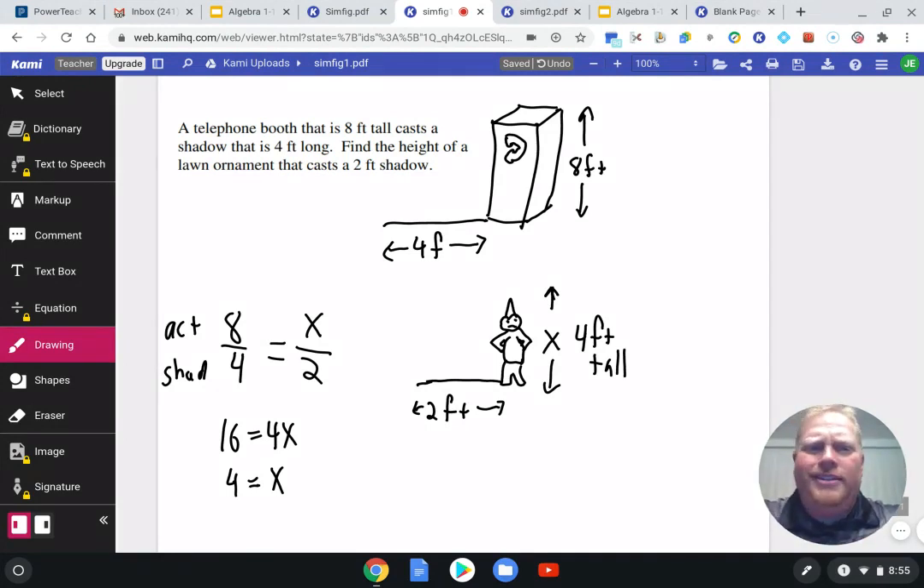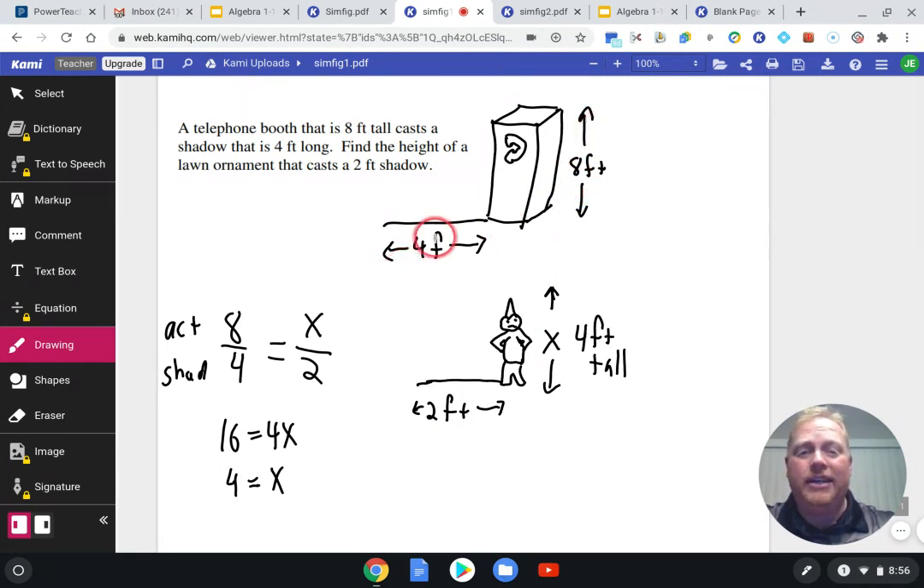Now you might have looked at this and said, oh, this is pretty common sense. The shadow is half as much as the actual height. So if the shadow is 2 feet, that means that the lawn ornament has to be 4 feet. That's true. You noticed the pattern there and you went with it. That's some good intuition. However, if the numbers had been slightly different, like if this had been 9 compared to 4, it might have been a little bit trickier to do.